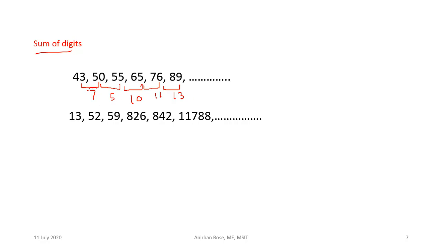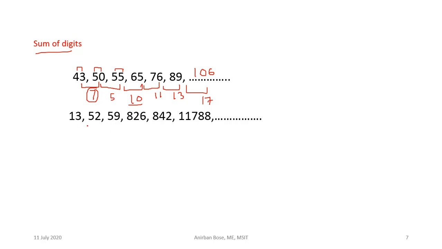But if you look carefully, this 7 is basically 4 plus 3, right? 5 is basically 5 plus 0. This 10 is basically 5 plus 5. So the number that is added is basically the sum of the digits. So in this way the answer will be 89 plus 17, because 8 plus 9 is 17. So if you add 17, then you will get 106. So this will be the answer.